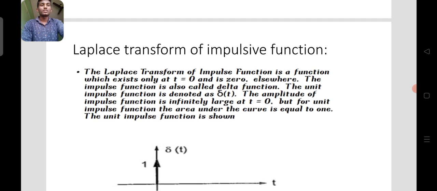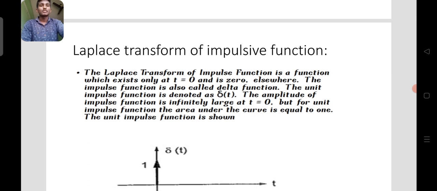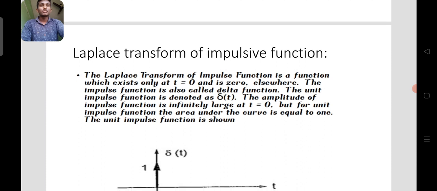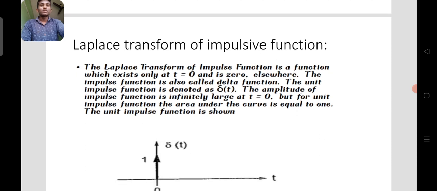The unit impulsive function is denoted as delta of t, where the function is in terms of t. The amplitude of the impulsive function is infinitely large at t equals 0, but for the unit impulsive function the area under the curve is equal to 1.